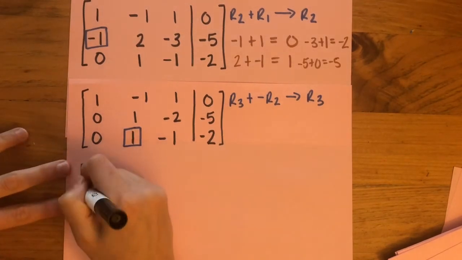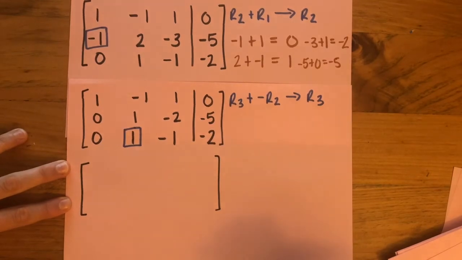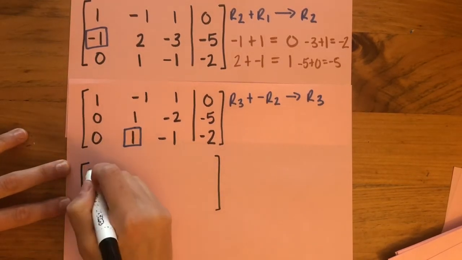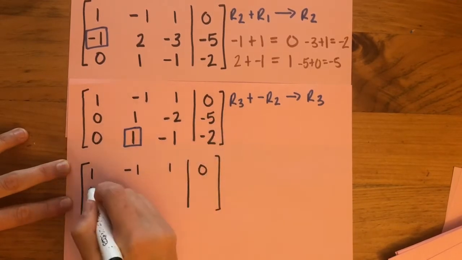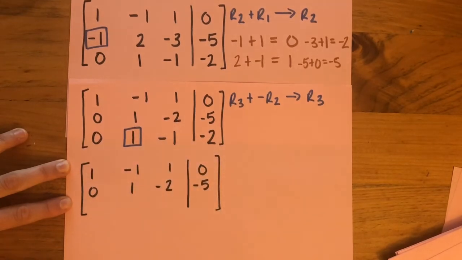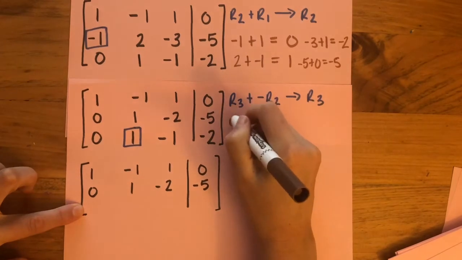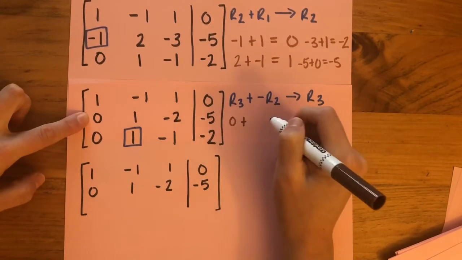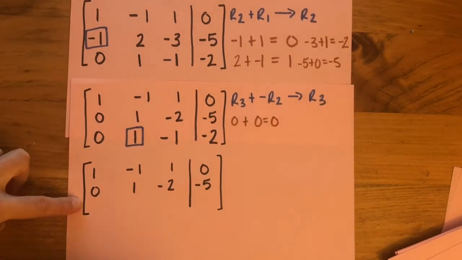Okay, so let's start with how we've always started, and let's write out the rows that aren't changing. Row 1 doesn't change, and row 2 doesn't change. Okay, and now let's do our math. Row 3, so 0 plus negative 0 is just going to give us 0. So this number stays 0. Good. We don't want to go backwards, so that has to stay 0.